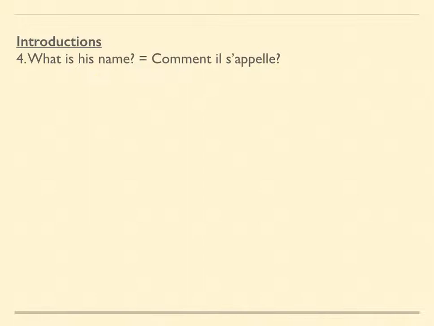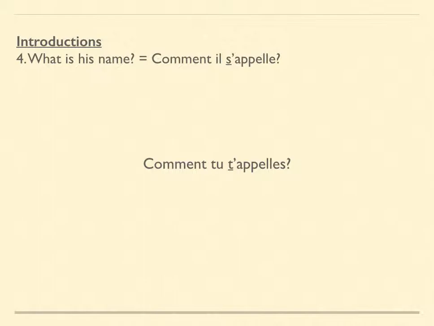Comment il s'appelle? Note that the comment and the il form a liaison because il begins with an I. Comment il s'appelle? If we compare this to our original question, you should notice three changes. Our tu, our singular informal you, has changed into il. This is he. Our T apostrophe changes into S apostrophe.